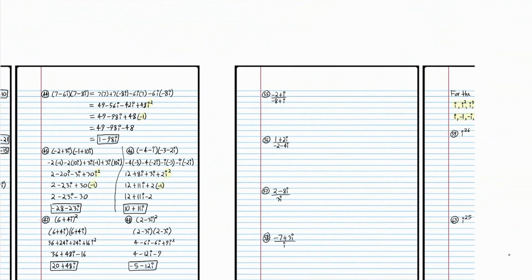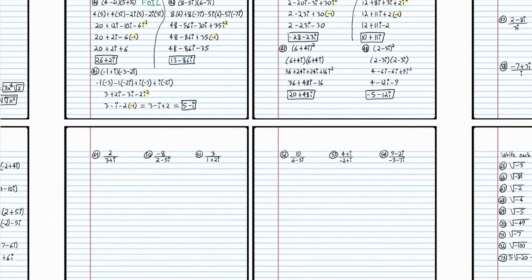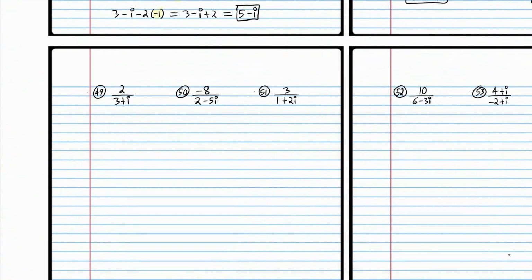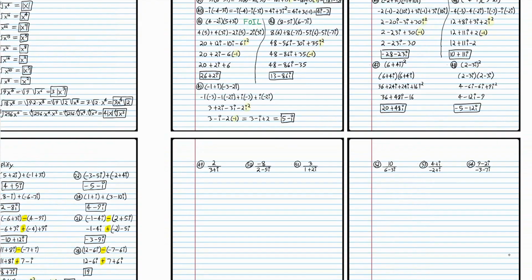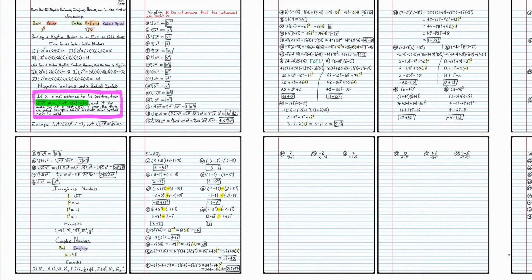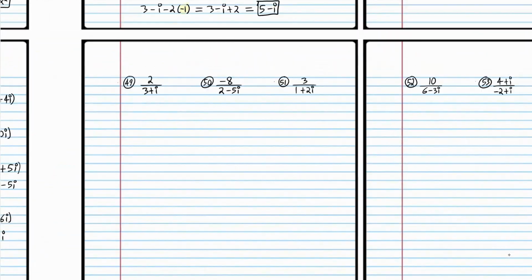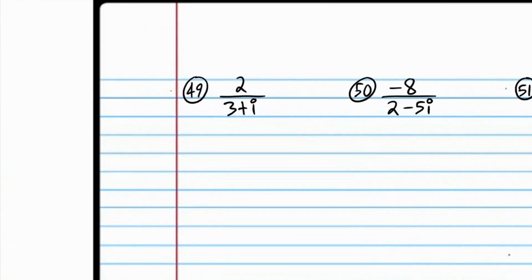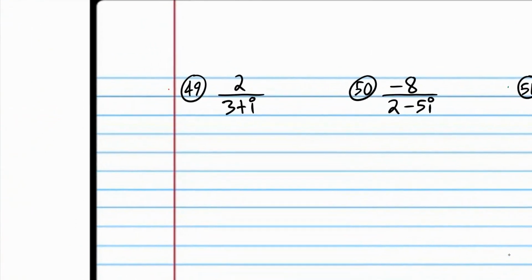Okay, on to number 49. So we've added and subtracted complex numbers, we multiplied complex numbers, and now, as you can imagine, we're dividing complex numbers, or a real number with a complex. But again, this is considered complex, so it's the same thing.